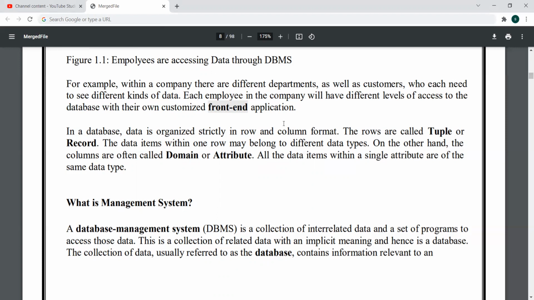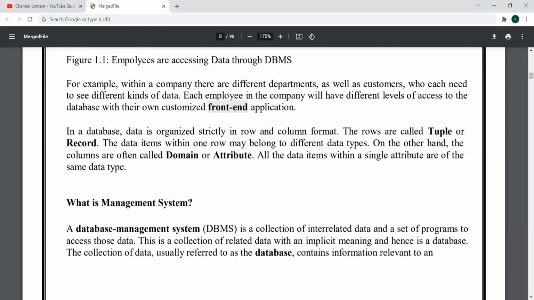The rows are called tuples or records. The data items within one row may belong to different data types. On the other hand, the columns are often called domain or attribute or field. All data items within a single attribute are of the same data type.